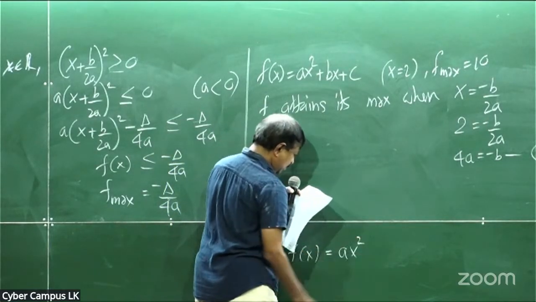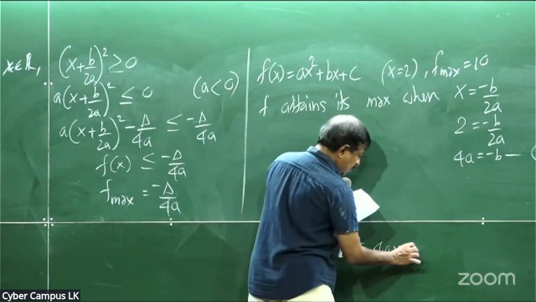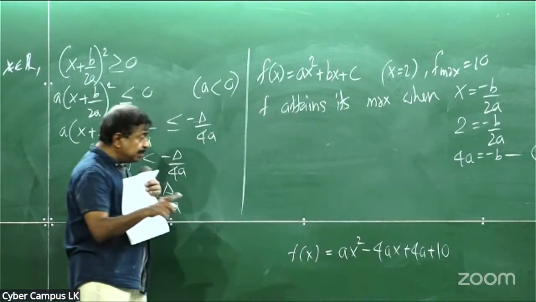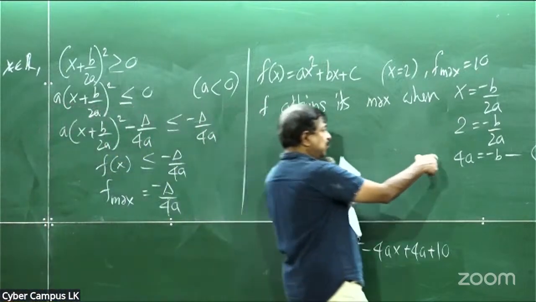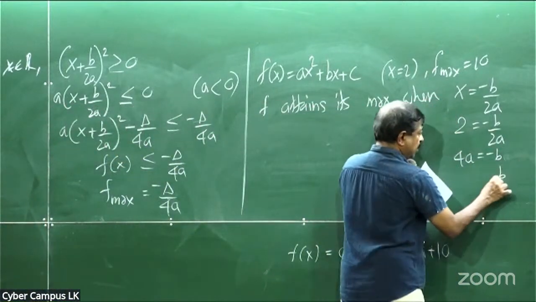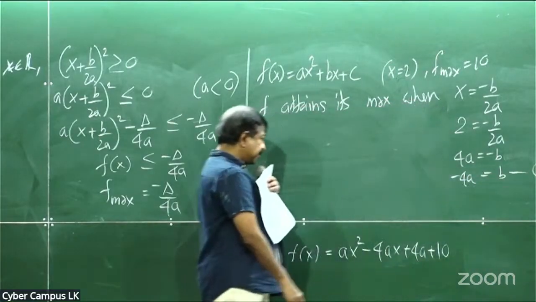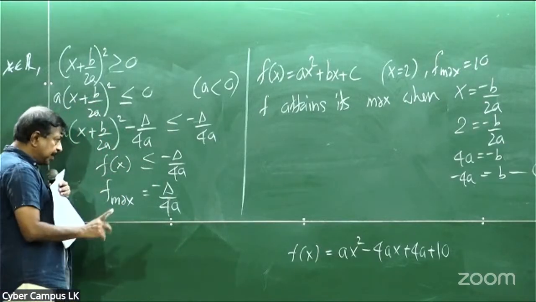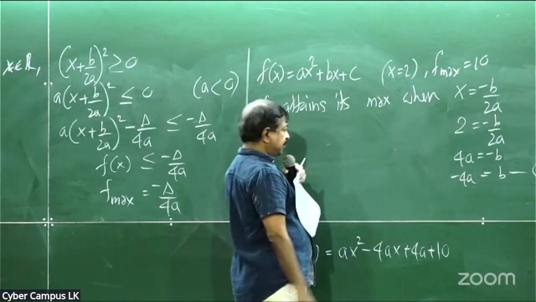ax squared minus 4ax plus 4a plus 10. That means you have to eliminate b and c, both b and c. Now, b is 4a, right? I'll change it to b is minus 4a, right? On the other hand, you have to eliminate c. To do that, you have to use this, f max.